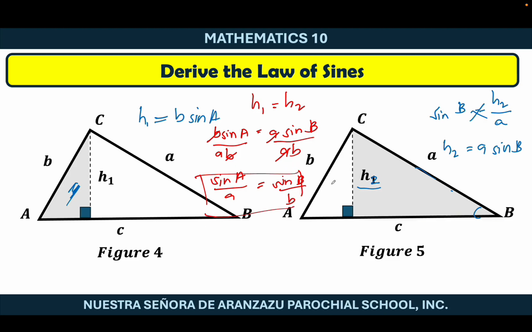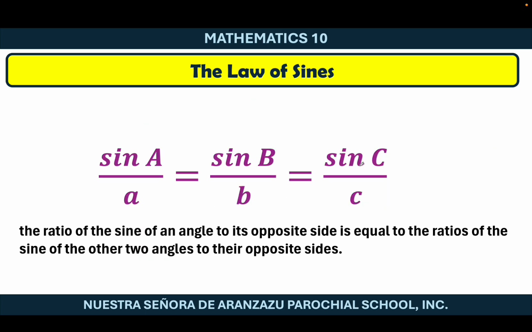So, given an oblique triangle, we form a right triangle and we use the height to derive the formula of the law of sines. This is the formula for the law of sines: sine A over a is equal to sine B over b, which is also equal to sine C over c. So the ratio of the sine of an angle to its opposite side is equal to the ratios of the sines of the other two angles to their opposite sides.